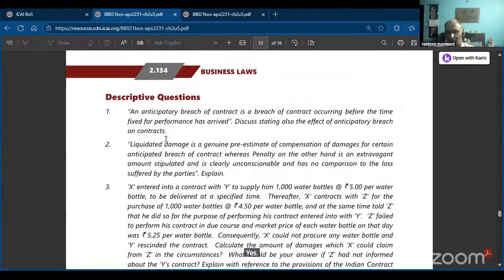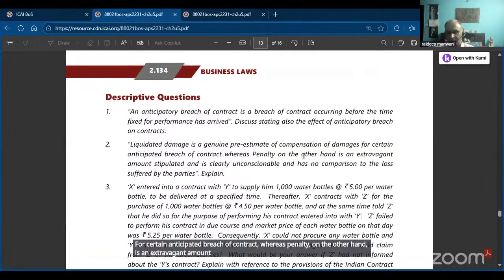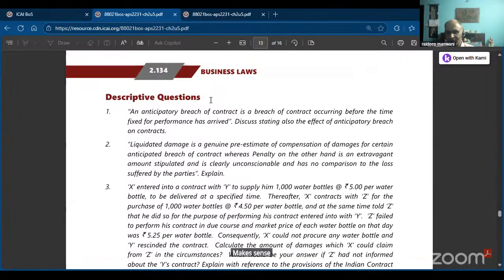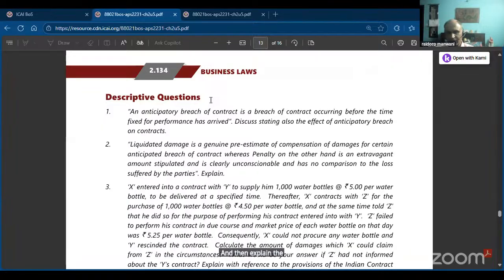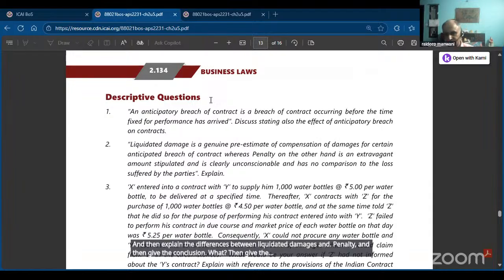Yes, sir. Liquidated damages is a genuine pre-estimate of the compensation of damages for certain anticipated breach of contract, whereas penalty, on the other hand, is an extravagant amount stipulated and is clearly unconscionable and has no comparison to the loss suffered by the parties. Explain. Excellent. So basically, they have told you to explain the concept in the opening, what are liquidated damages, what is penalty, and then explain the differences between liquidated damages and penalty, and then give the conclusion.